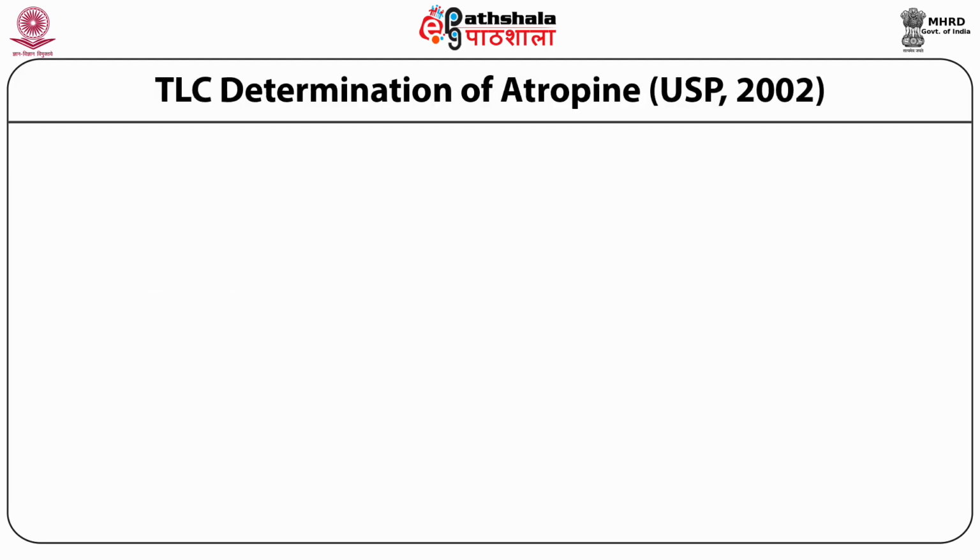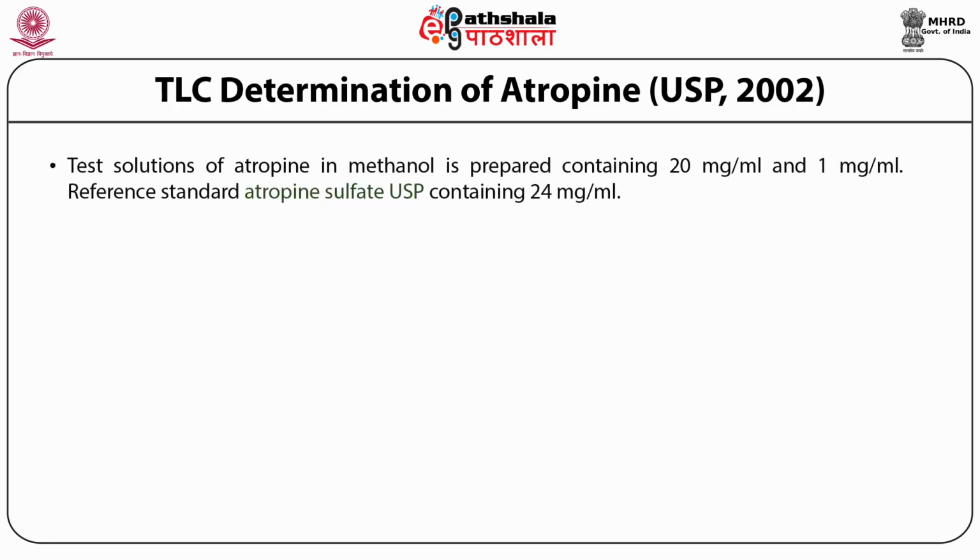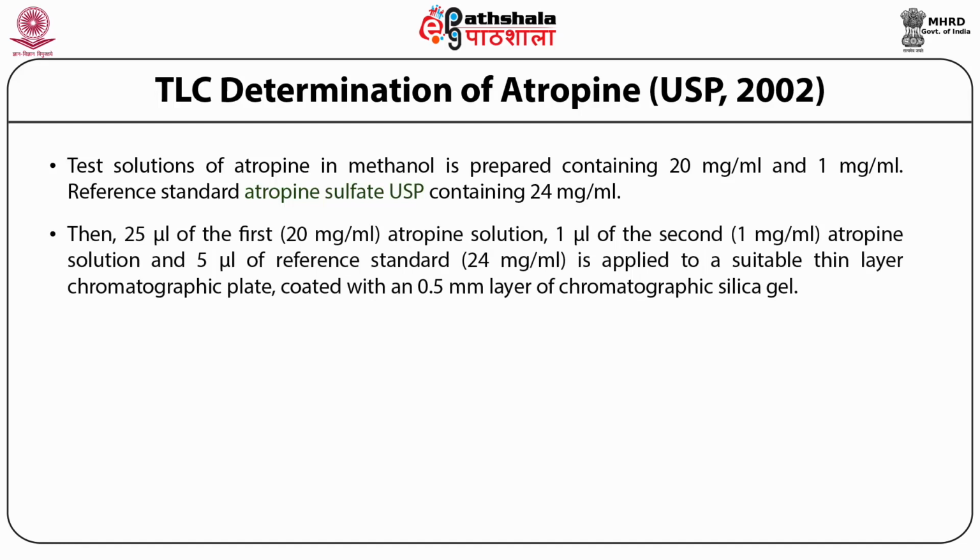Another USP method is based on TLC, where the test solutions are made in concentrations of 20 mg per ml and 1 mg per ml. The reference standard of atropine sulfate USP containing 24 mg per ml is also prepared. Then 25 microliters of the first solution containing 20 mg per ml of atropine, 1 microliter of the second containing 1 mg per ml of atropine, and 5 microliters of reference standard are taken.